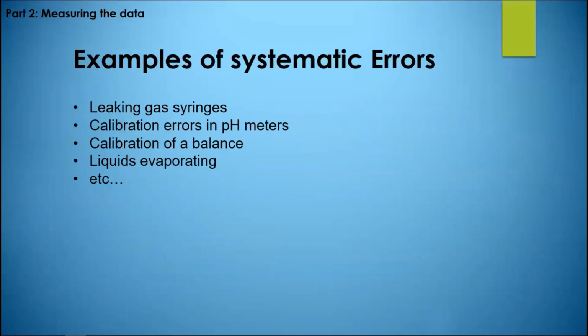So examples of the systemic errors. A leaking gas syringe can cause a systemic error. Calibration errors in pH meters can cause systemic errors. A wrong calibration of the balance can cause it. And also when a liquid is evaporating, if it changes the data or the final measured volume, it can cause systemic errors.